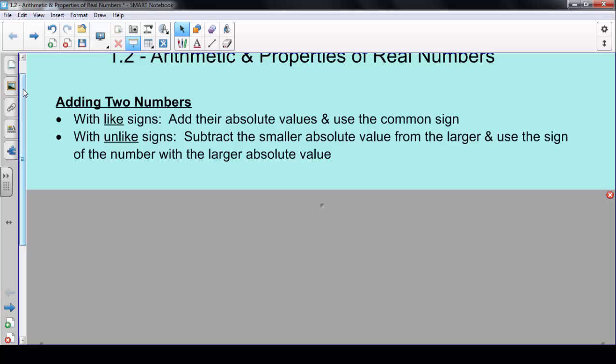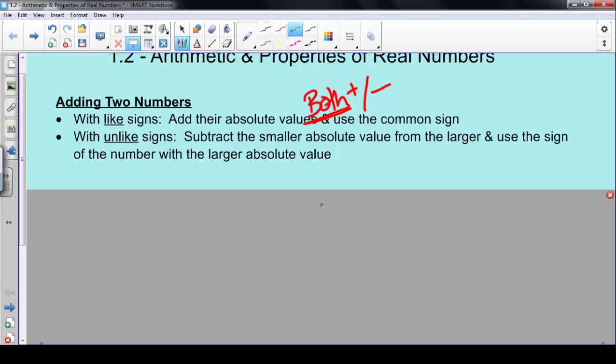When we talk about like signs, what this means is that both numbers are either positive or they're both negative. So they have to be the same. So they're both positive, both negative. So we would add their absolute values, use the common sign.